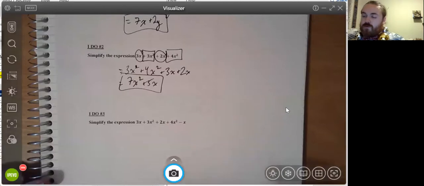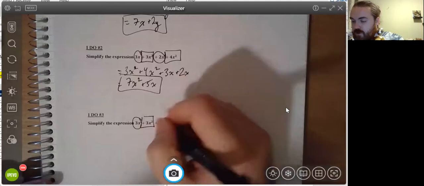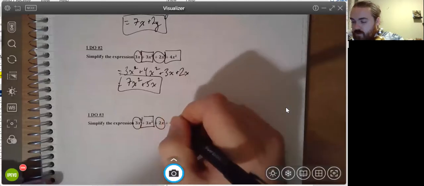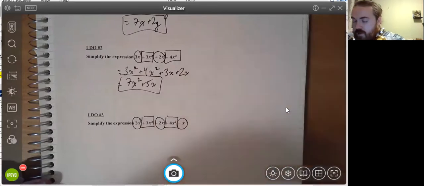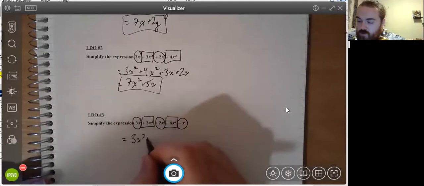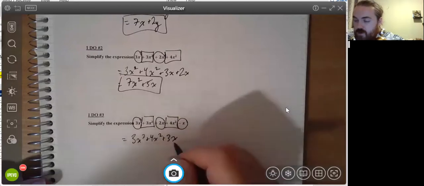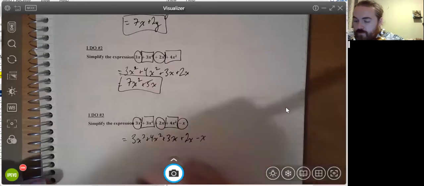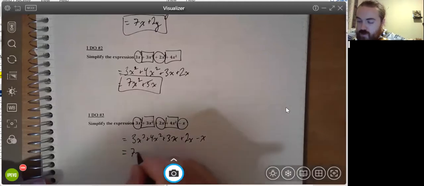Again, start with your circles, boxes. Circle 3x, box plus 3x squared. Circle plus 2x, box plus 4x squared. Circle minus x. Again, let's rearrange it so the x squared is in front. So 3x squared plus 4x squared plus 3x, remember it's positive, so plus 2x minus x. Now, again, 3x squared plus 4x squared, well, 3 plus 4 is 7, so this is 7x squared.